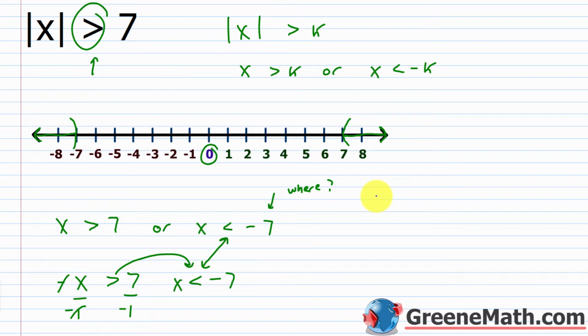And again, you might be asked to write this in interval notation. With OR, it's the union of the two solution sets. So I would have from -infinity up to but not including -7, and it's the union with the other solution set, which is greater than 7 out to infinity.